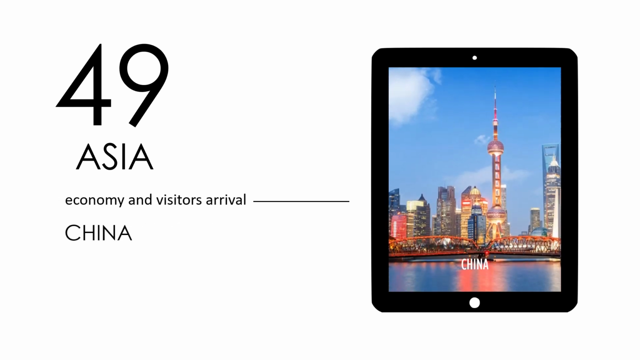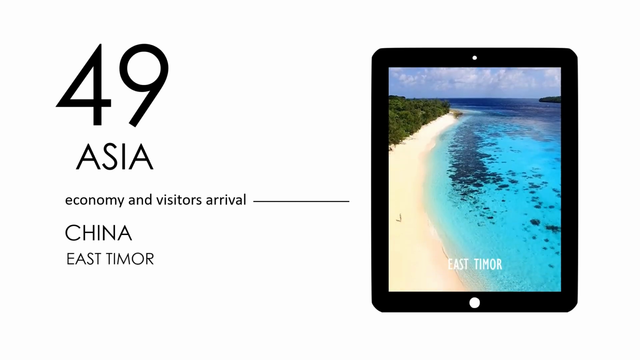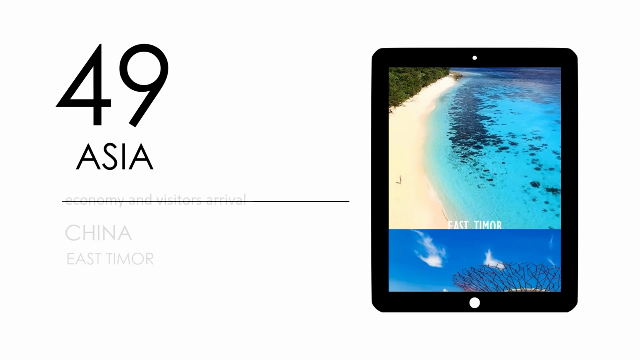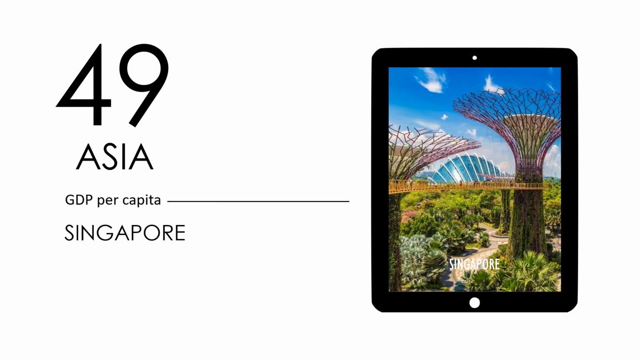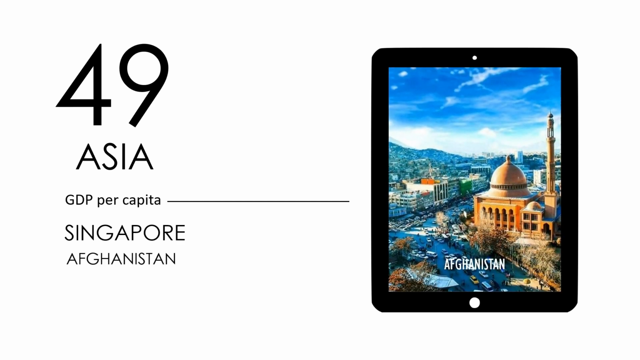China is the largest economy and enjoys the highest number of visitor arrivals in Asia. While East Timor not only has the smallest economy, but also has the least number of visitor arrivals. And finally, Singapore has the highest GDP per capita, while Afghanistan is the lowest.